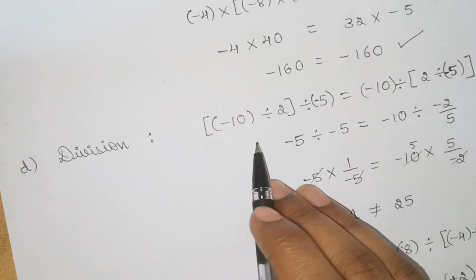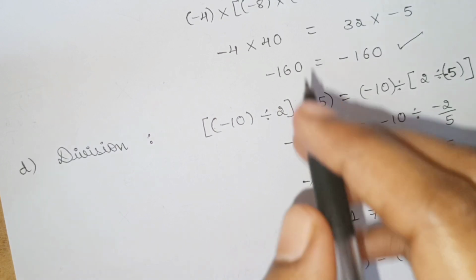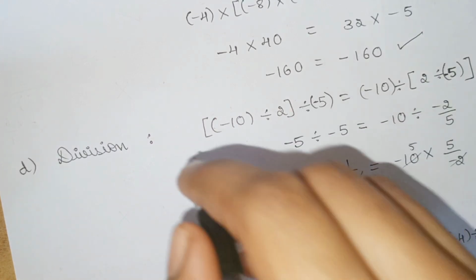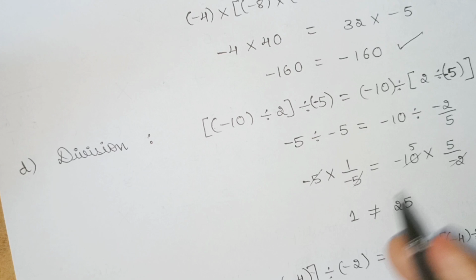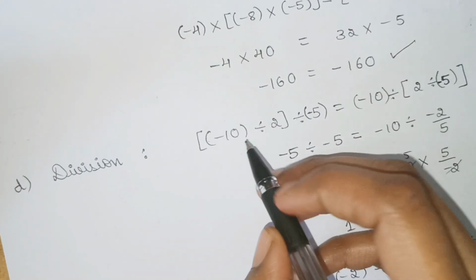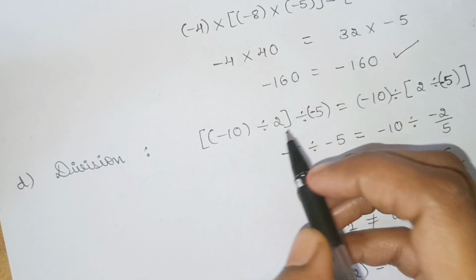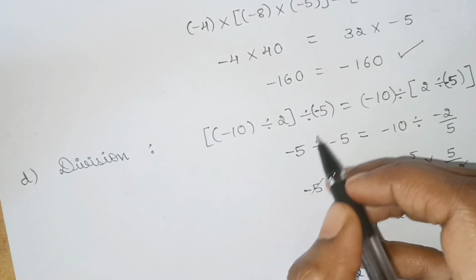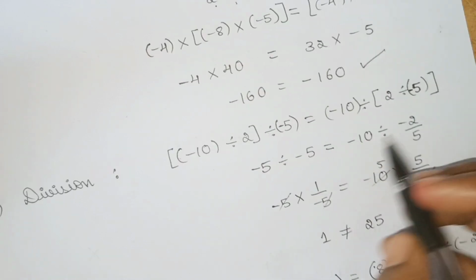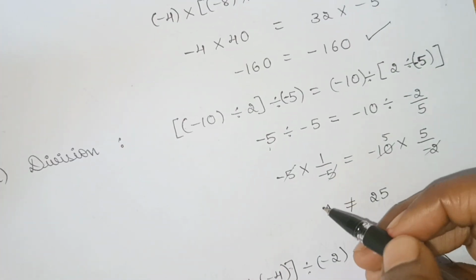In the division, we have taken minus 10, 2 and minus 5 as example. First, in the LHS, we have grouped minus 10 and 2 together, and in the RHS, we have grouped 2 and minus 5 together. So in the LHS, let's solve first. Minus 10 divided by 2. 2 5 is 10. So minus is kept as it is. Minus 5 divided by minus 5. And minus 5 divided by minus 5 is 1, as we all know.